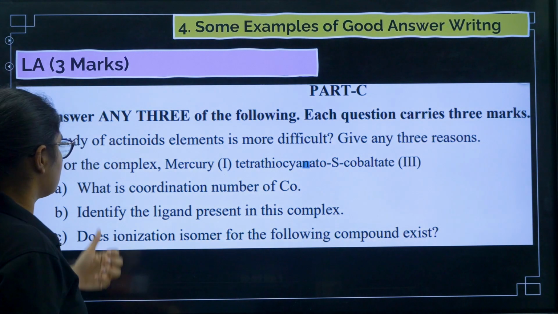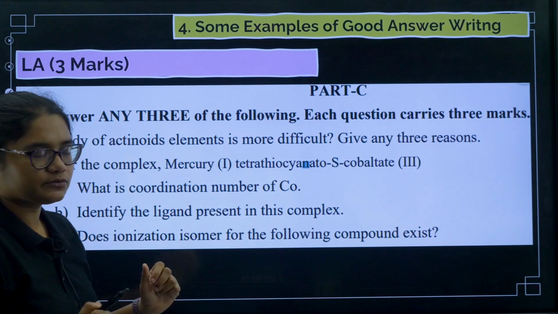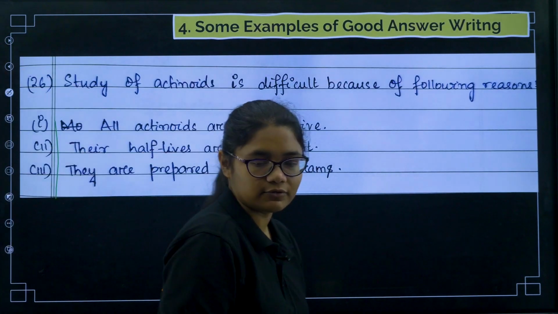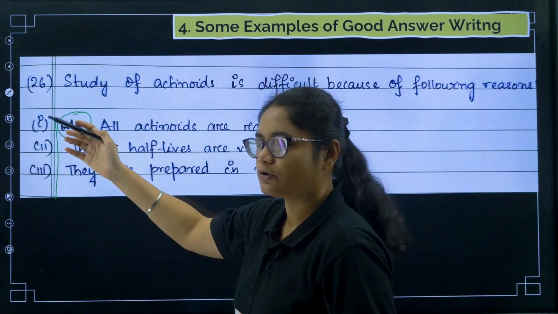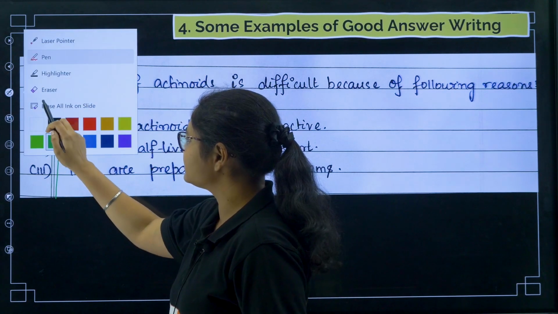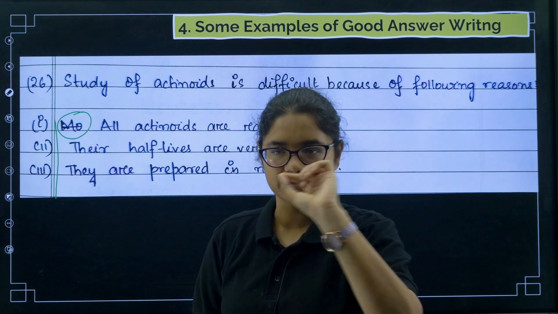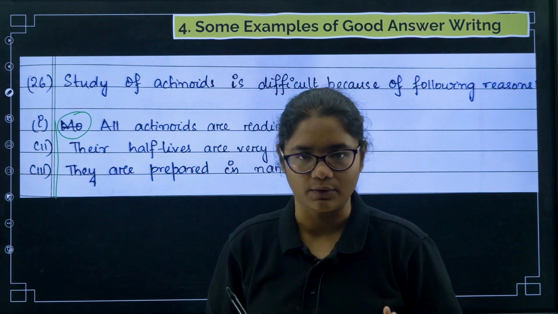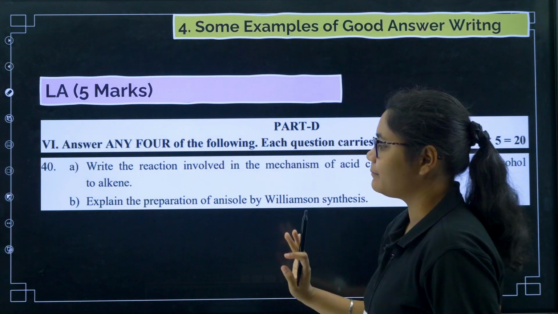Next, if I go to 3 marker question, study of actinoids is more difficult. Give any 3 reasons. So paragraph based question, 3 reasons, how to give in the form of points. Okay, you have to write in the form of points. Now here you see, whenever you get a question wrong or some word you have written wrong, do not just cut it like this. Okay, that makes your answer sheet dirty, and even the ink may spread. So just put one straight line, that is more than enough so that this part is not required.